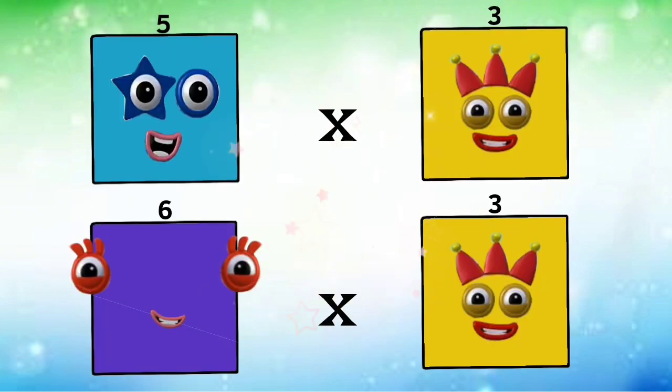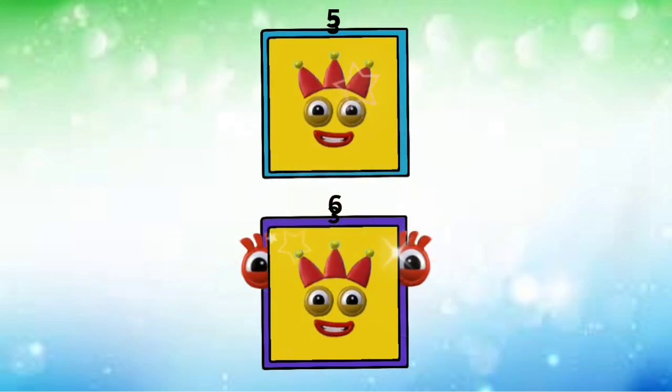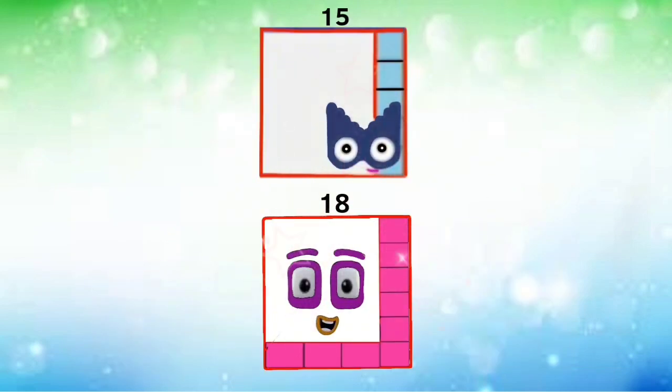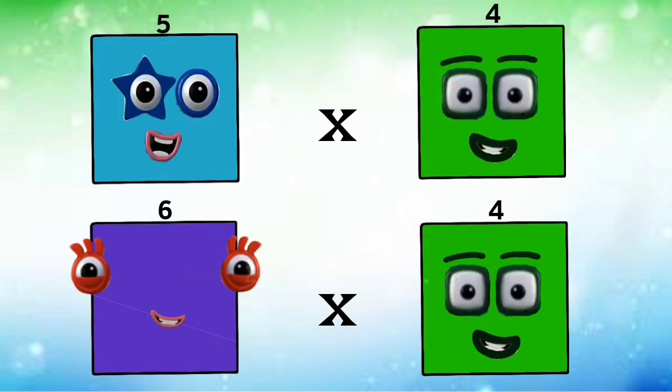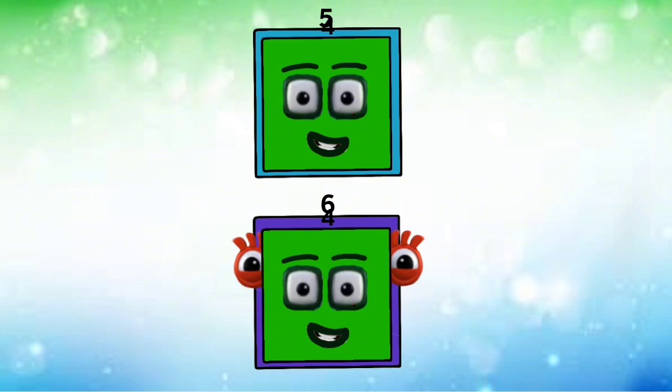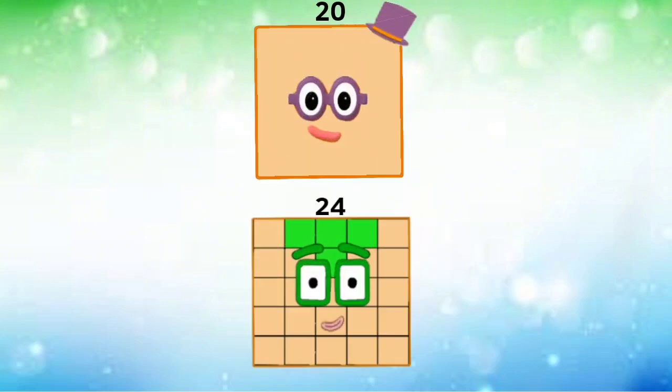5 and 6 times 3 equal 15 and 18. 5 and 6 times 4 equal 20 and 24.